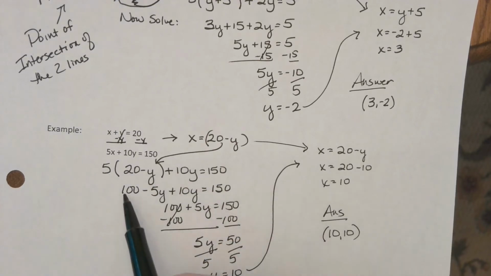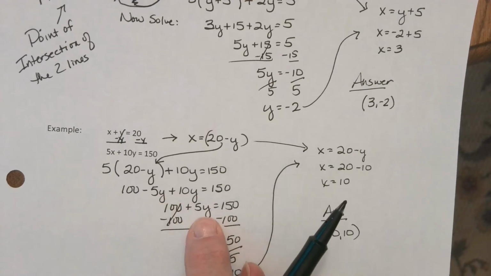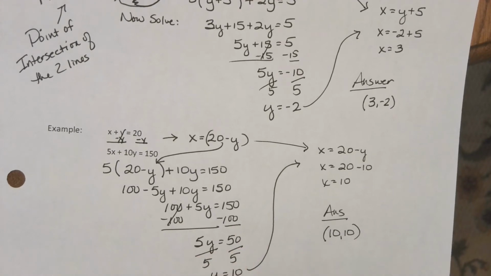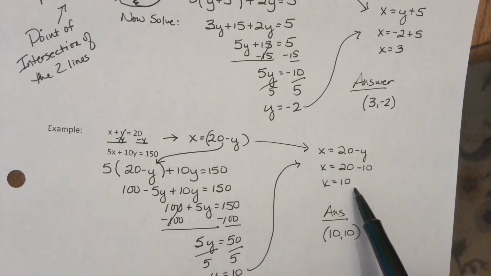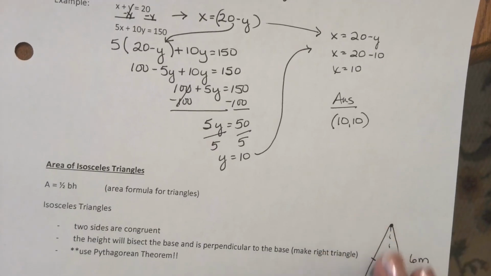Did distributive property. You need to add your two like terms. Then I subtracted 100 from both sides to isolate the y term, and then of course divide by 5, and I get y again. Now I'm going to plug it back into this equation here to get my x. And again, I write my answer as a coordinate, as a point.